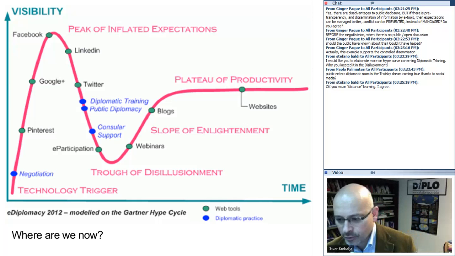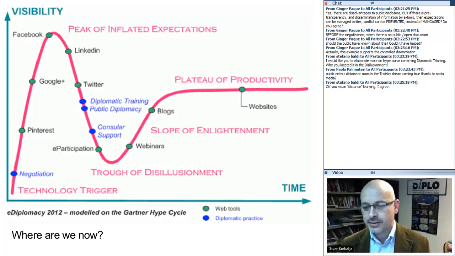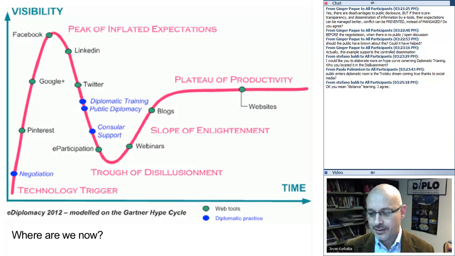Then we have from Paulo: a public entry diplomatic room is Trotsky's dream coming true thanks to social media. Oh, thank you, Paulo, for this historical parallel. Although Trotsky was apparently behind a quite secret negotiation between Molotov and Ribbentrop. Therefore, he was, as often happens with his comrades, preaching one thing and practicing something completely different. But at least related to his claims, I'm sure he's smiling somewhere in the sky while we're discussing social media and diplomacy.